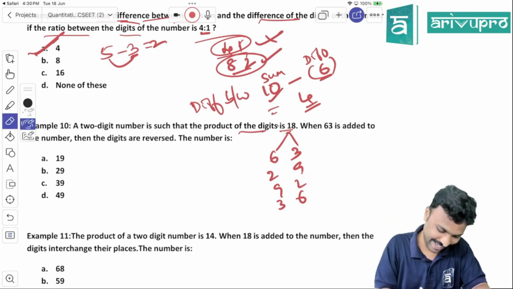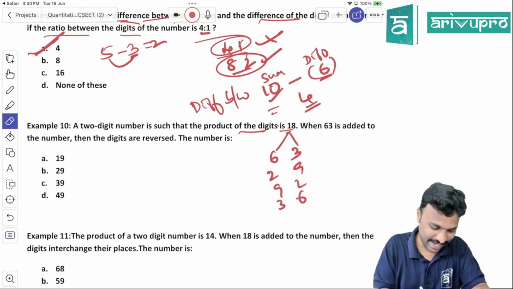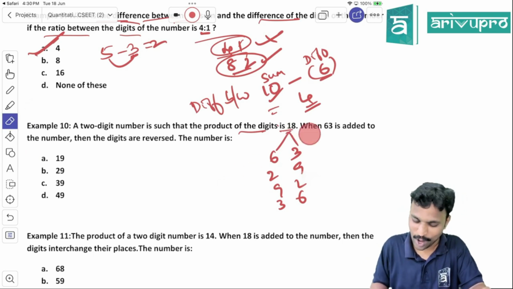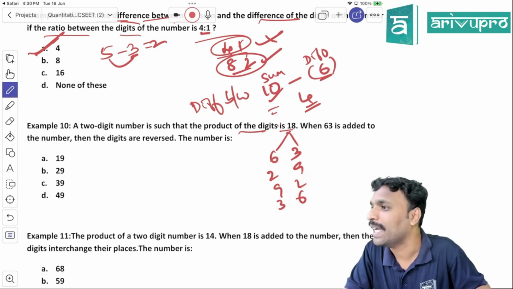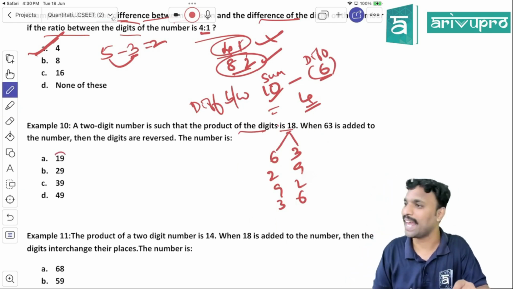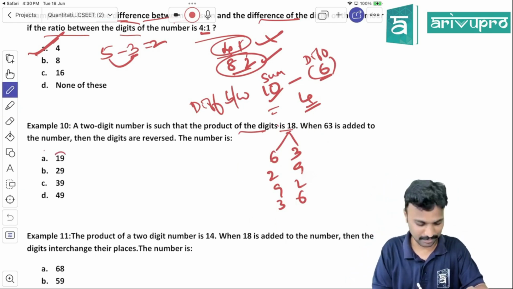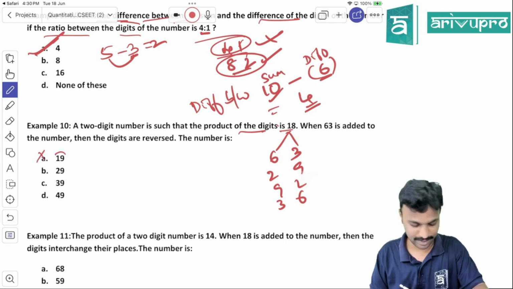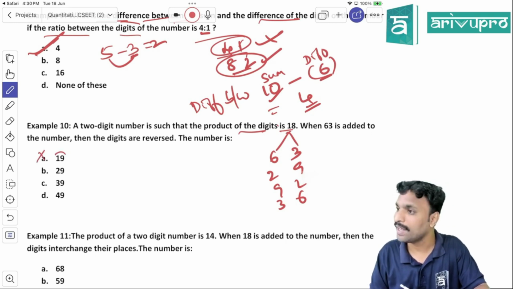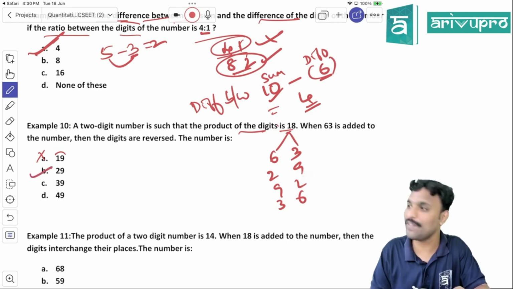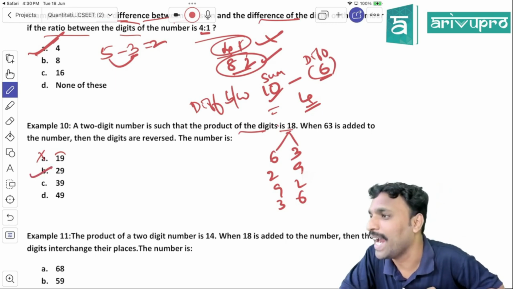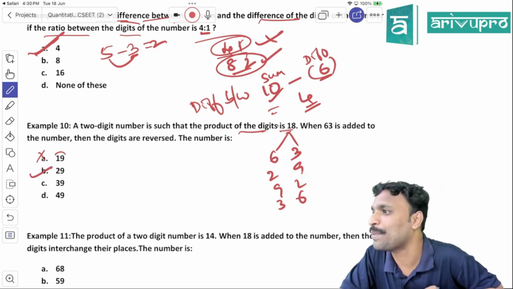You need not write this actually, because only the number is asked and the number is given in the options. You tell me, the product of the two digits should be equal to what? 18. 1 into 9, 9 you get. Is it possible? No. 2 into 9, 18. 3 into 9, 27. There's only one option where the product of the two digits is 18. Other options, you will not get the product as 18.